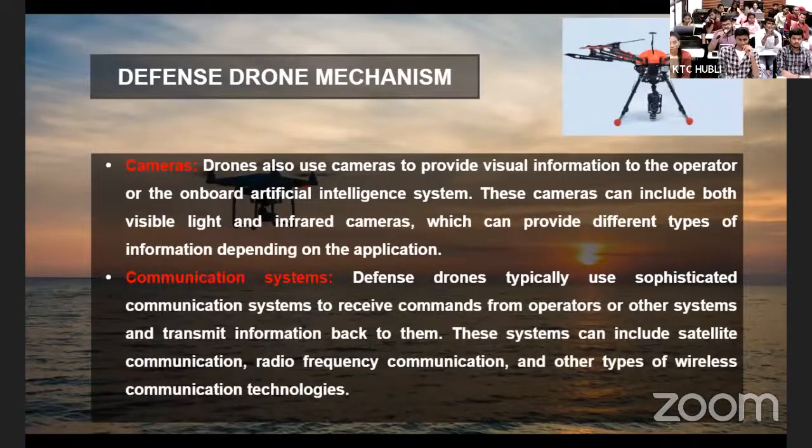Cameras. Drones also use cameras to provide various information for the operations or onboard artificial intelligence. The cameras include both visible light and infrared cameras. Communication system. Defense drones typically use sophisticated communication systems to receive commands from the operators and other systems and transmit information back to them. These systems include satellite communication, radio frequency communication, and other types of wireless communication technologies.